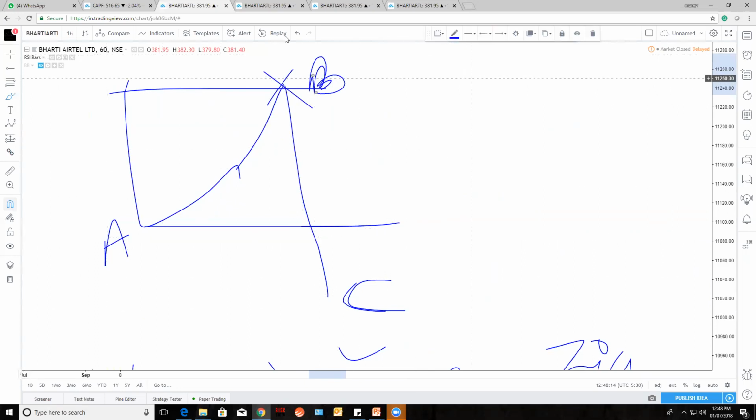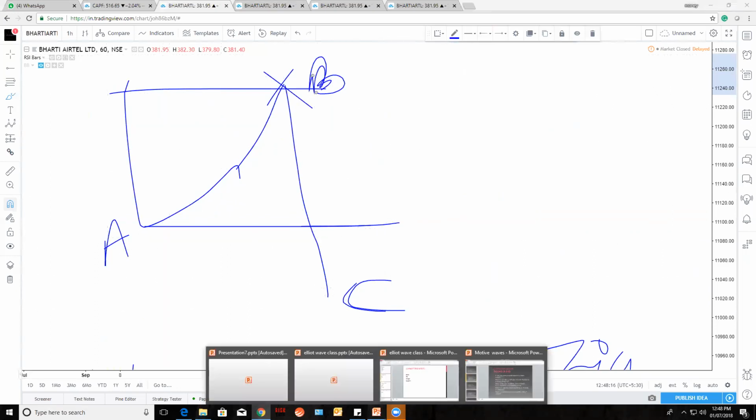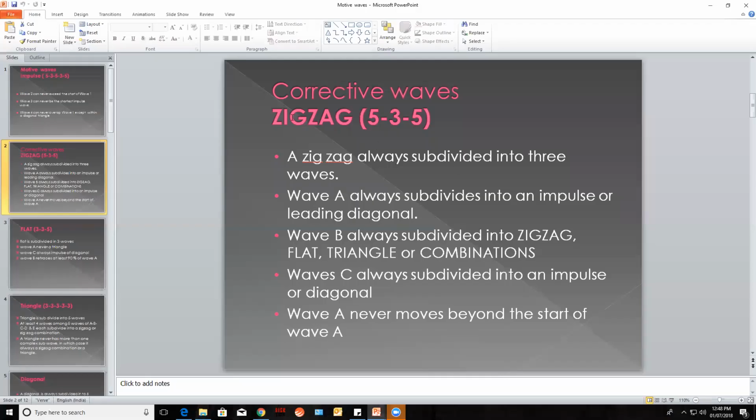So this is the correction of a zigzag. Let me go over the rules once again. It's a 5-3-5 structure. A zigzag is always subdivided into 3 waves. Wave A is always subdivided into an impulse or diagonal. Wave B is always subdivided into a zigzag, flat, triangle, or combination. We will see the flats and triangles later. But wave C is always subdivided into an impulse or a diagonal. Wave B never moves beyond the start of wave A. Got it, how the zigzag correction looks?